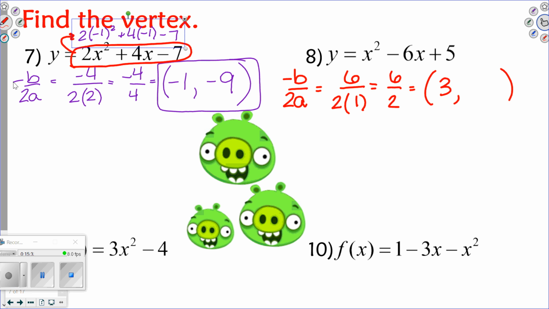All right, and then how do I find y? Just plug it back in. So I'm going to this equation, so it's going to be 3 squared minus 6 times 3 plus 5. Negative 4.